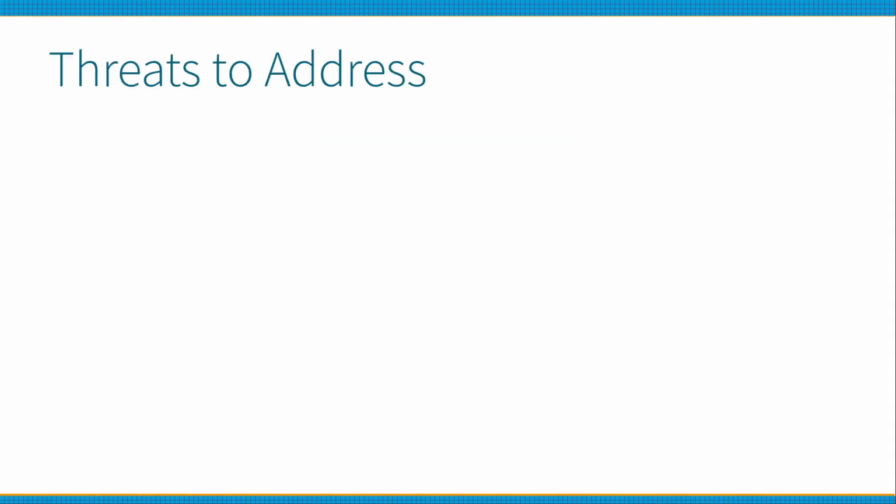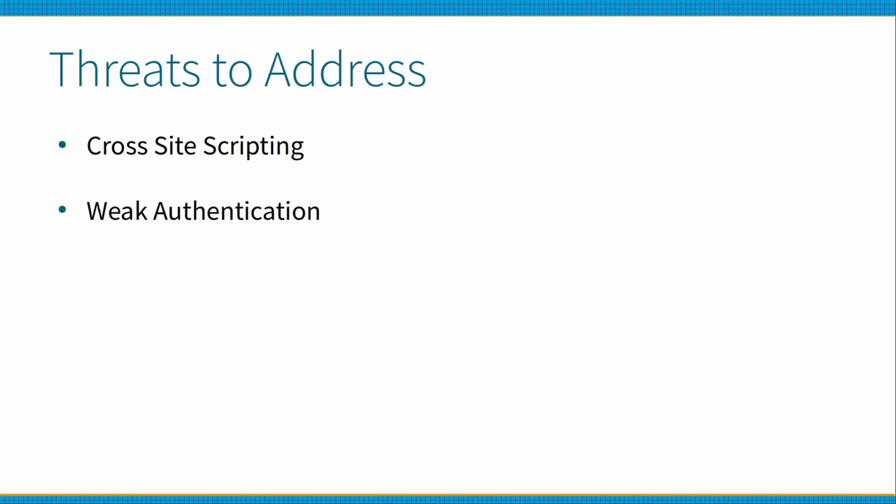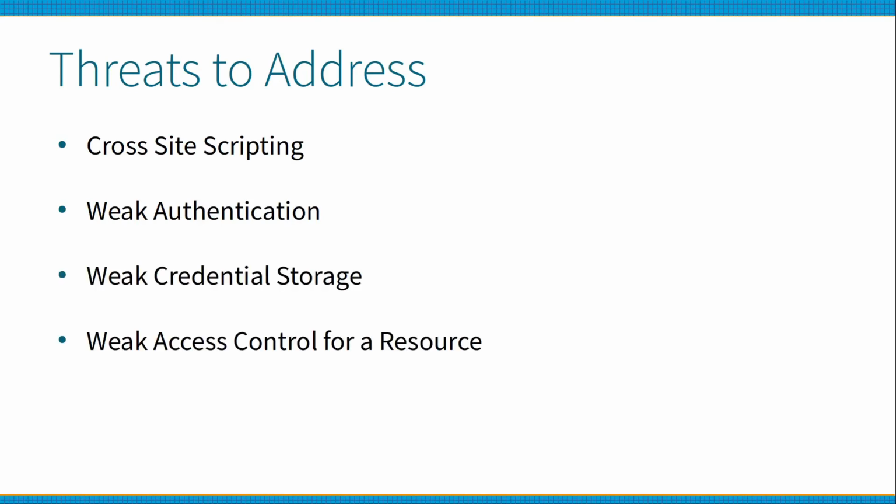So I've already covered some of the ways that I've addressed some of the threats, but there are 4 that I think it is useful to cover in more detail as an example of how this threat analysis is then used to make the system more secure. So the ones I'm going to look at are cross-site scripting, weak authentication, weak credential storage, and weak access control for a resource. These are 4 of the threats that were identified earlier that I just think are going to give a good example of how it's influenced the code that I've created.